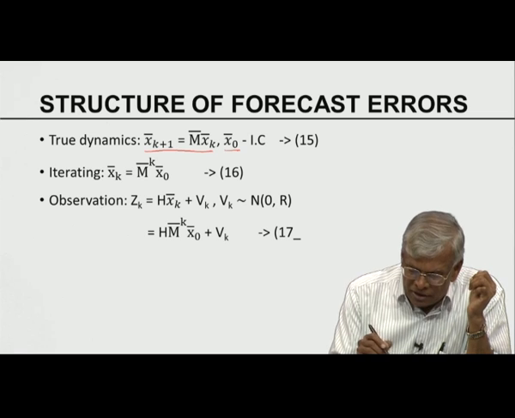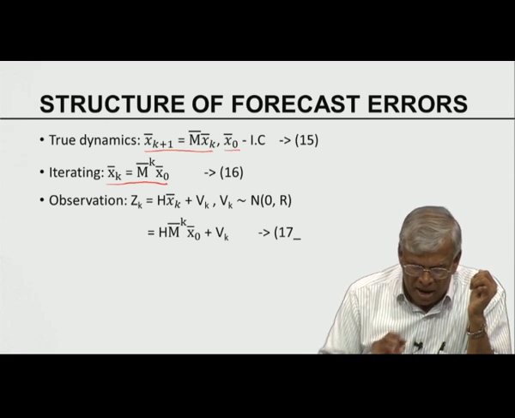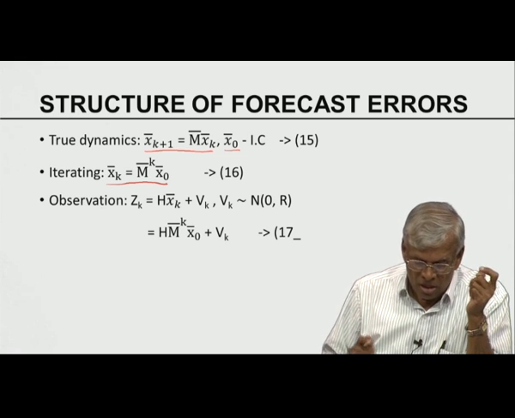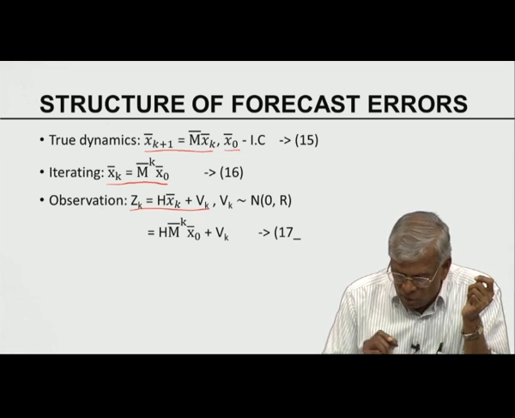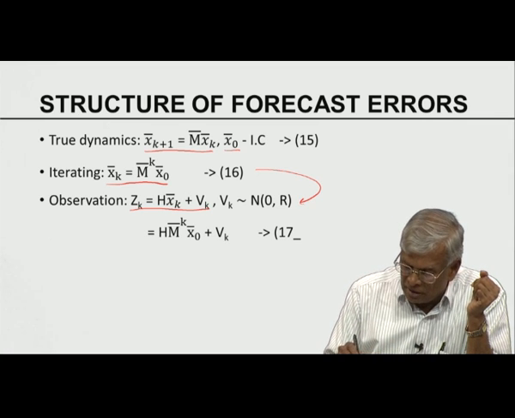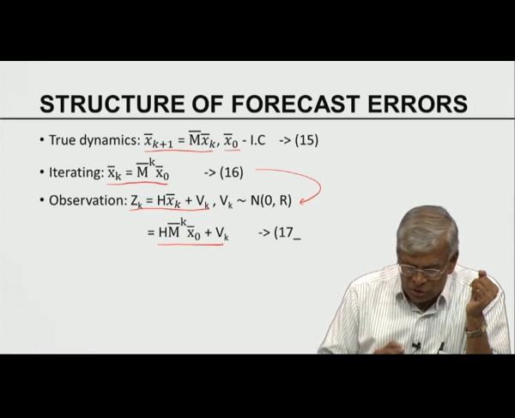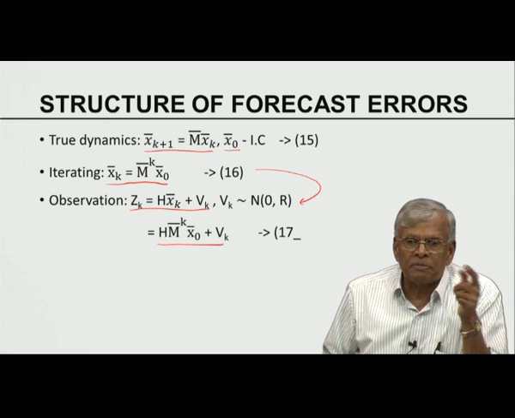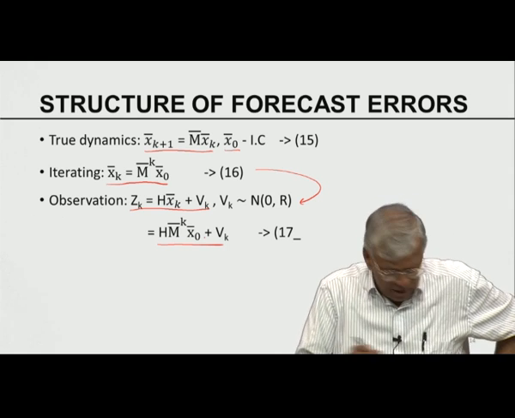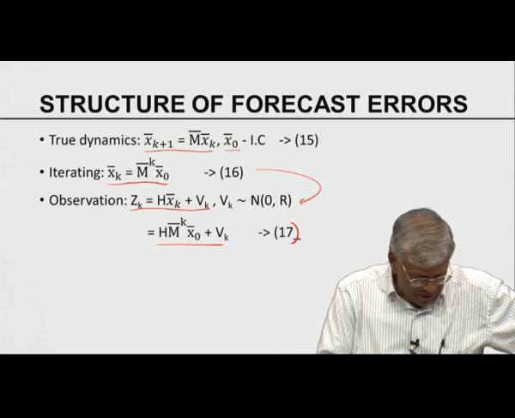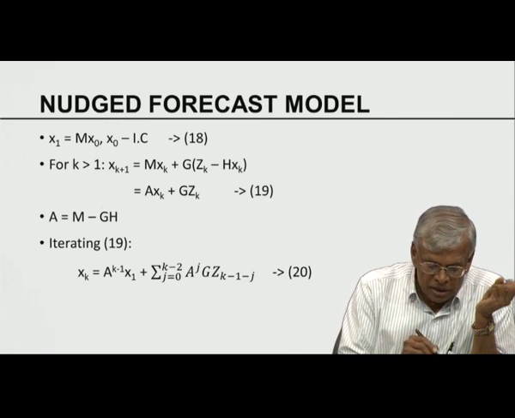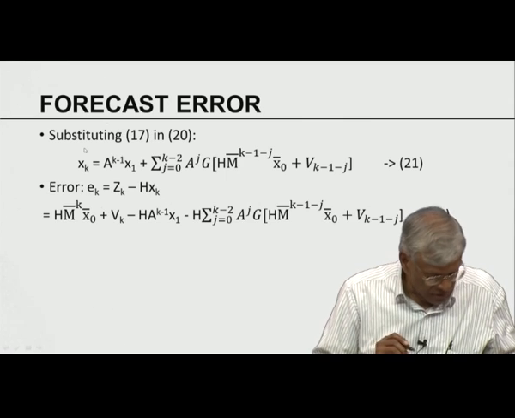So if I iterate this equation, xk bar is equal to m bar to the power k times x naught bar. So the observation is given by this equation. I can substitute 16 in here to get 17. So the expression for zk, the observation at time k, is given by equation 17. So x1 is equal to m of x naught. Sorry.